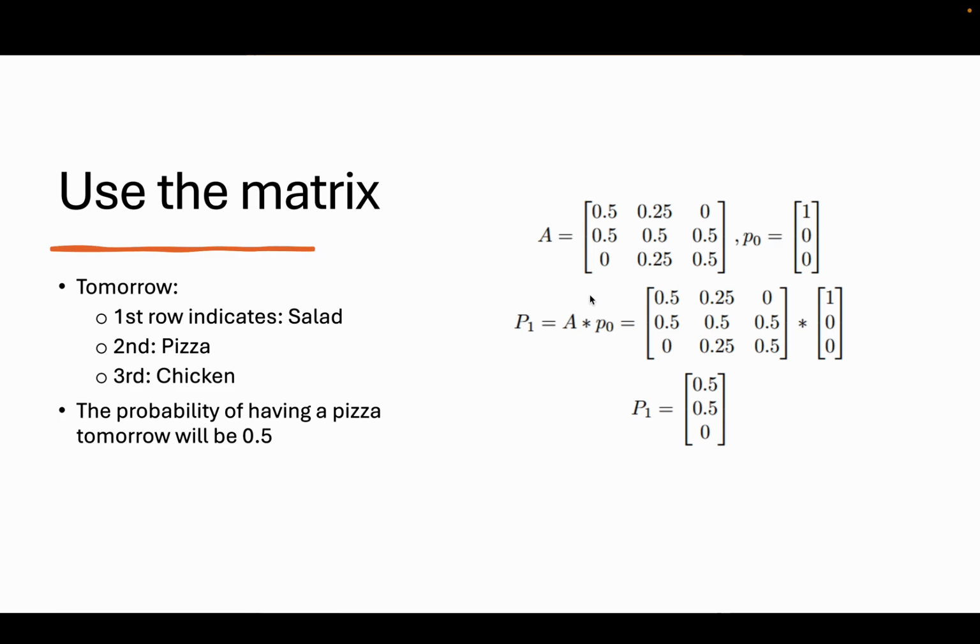So in this scenario, the first column indicates salad, the second indicates pizza, and the third indicates fried chicken. We can grab this matrix and multiply it by the vector that indicates the current state to get a P1 value, which will be the vector that indicates the probabilities on the first day. So you had a salad, you multiply by the matrix, you get this first column, which indicates that you have a 50% chance of having a pizza.